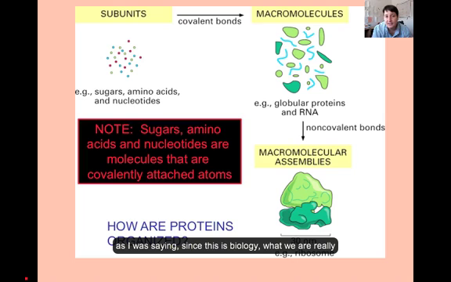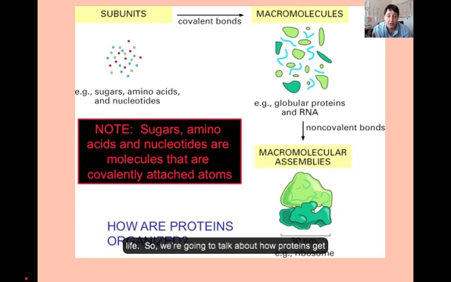As I was saying, since this is biology, what we're really interested in is taking these elements and making molecules, right? So the molecules that get made can be, on the top of this image: sugars, amino acids, nucleotides, phospholipids. That's made through covalent bonding. But after covalent bonding occurs, we have the formation of what we call macromolecules, globular proteins, RNA molecules. Non-covalent bonding creates the actual structures that guide life.